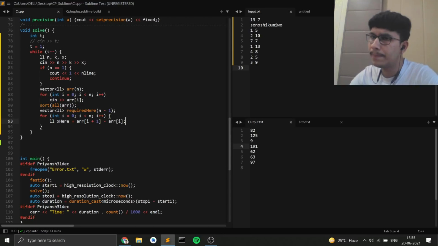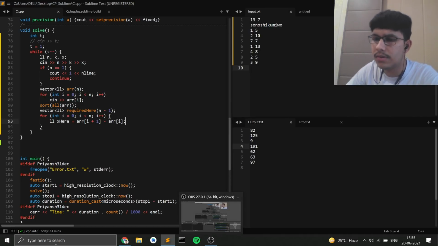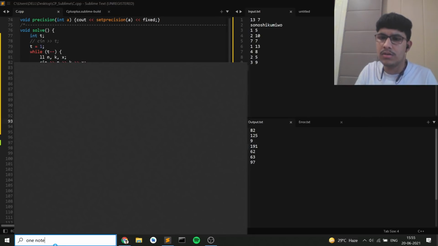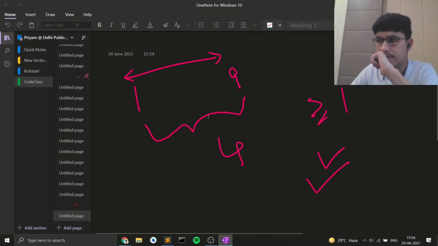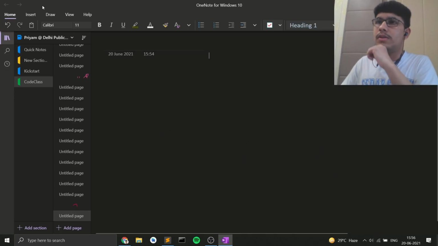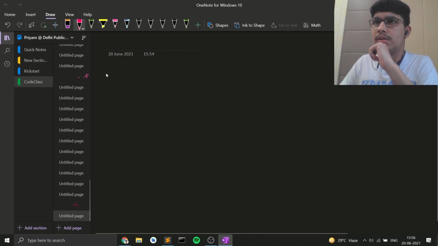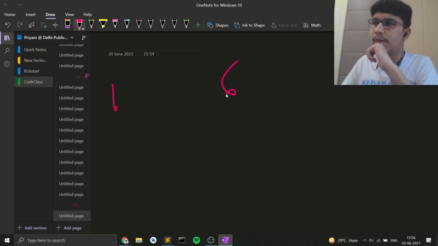Now if this difference is greater than x, for example, if we have 1 and 6 and I need the difference to be 2, so I have 5 as the difference. So I will be needing 2 more elements. So if I have here 1 and 6 and I want the difference to be 2, I can insert 3 and 5, right?